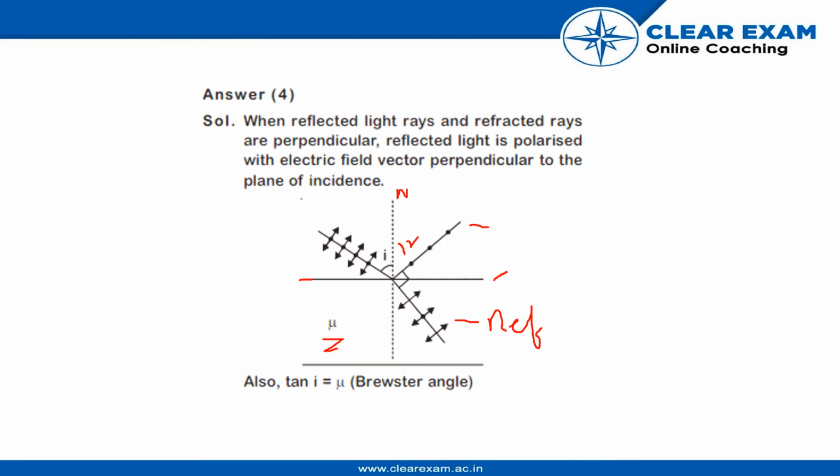So there is the Brewster concept, which is also given directly in this chapter in NCERT. So when the reflected light rays and refracted rays are perpendicular, the reflected light is polarized with the electric field vector perpendicular to the plane of incidence. So this is the simple concept given in NCERT also. You can refer to the book. So I hope everybody is clear with the solution.